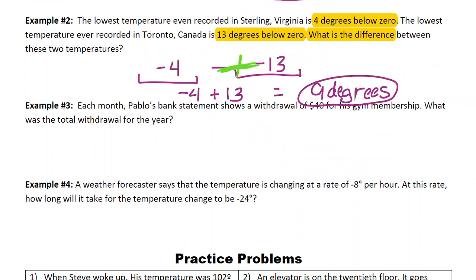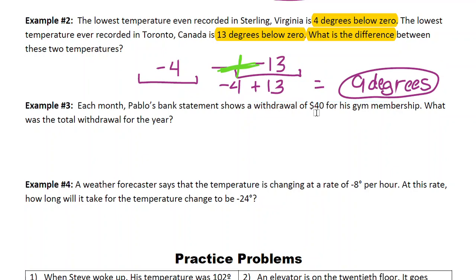Number 3, each month Pablo's bank statement shows a withdrawal of $40 for his gym membership. What is the total withdrawal for the year? So if we highlight this one, it's $40 for his gym membership. All right, $40 for my gym membership, and it wants to know the total withdrawal for the year. Now we have to think about with that gym membership, how often is he paying it? Well, he's paying it monthly. So when I'm talking about the withdrawal for the year, I'm talking about 12 months.